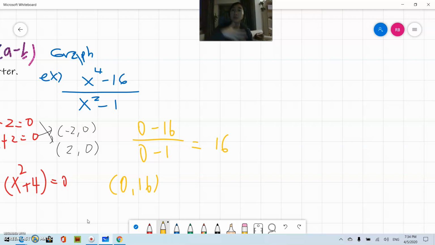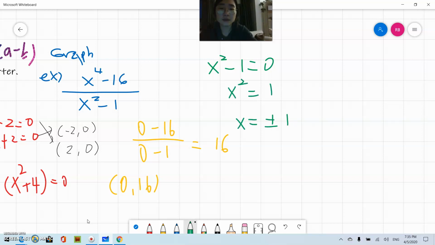Now let's look for the vertical asymptote. The vertical asymptote is found by setting the denominator equal to 0. So let's do that. X squared is equal to 1. X is plus or minus 1. Why is it plus or minus? Because when you take a square root, it's always plus or minus. So I have 2 vertical asymptotes, x equals 1 and x equals negative 1. And the horizontal asymptote, well, we know there isn't one because the degree of the numerator is greater than the degree of the denominator.